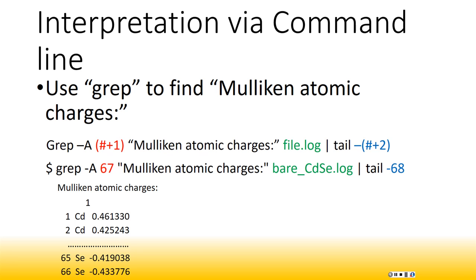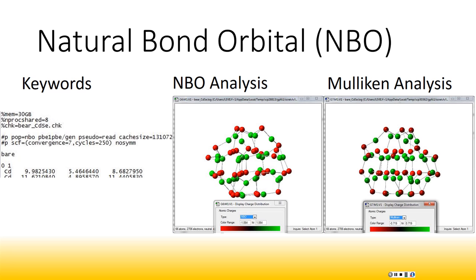So then, if you know which atoms are for your core, you can average that, you can do different things with it, and that can be helpful. Another one which is more precise is natural bond orbital, NBO. And here you have to say pop equals NBO. And you can see the difference between Mulliken and NBO is NBO gets a more accurate number.